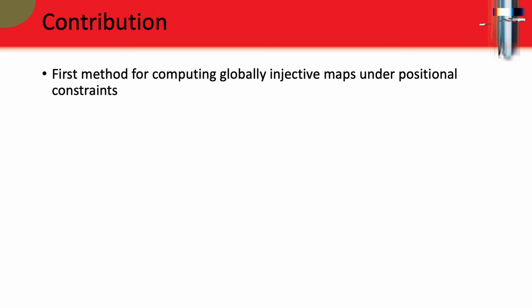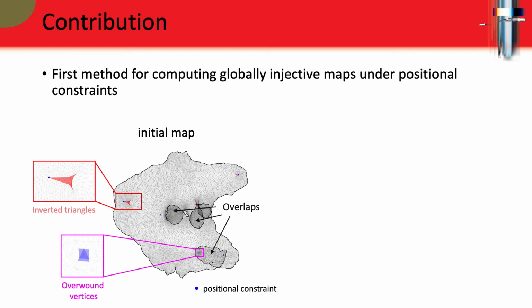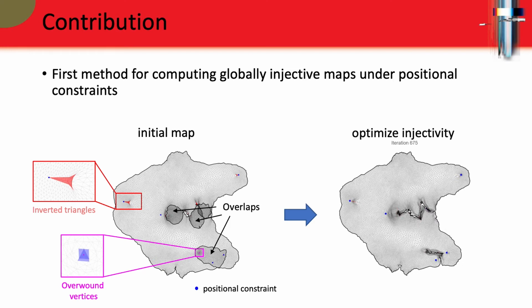We propose, to the best of our knowledge, the first method for recovering a globally injective map from an initial non-injective map under positional constraints. Our key contribution is a novel energy that promotes global injectivity with theoretical guarantees.